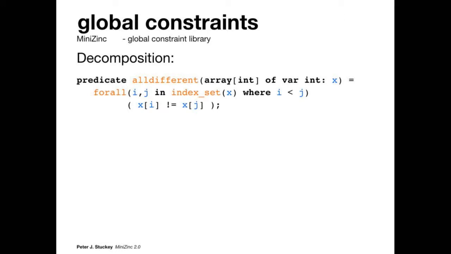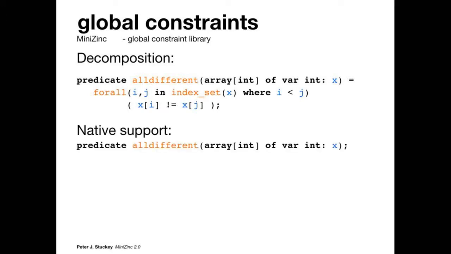Some solvers which only handle base constraints like this, that's the only thing they're going to do with an all-different constraint. I might have a solver that natively supports it. If it was a constraint programming solver, it would almost certainly natively support the all-different constraint, in which case the predicate declaration like this has no definition, and it will just go to the solver straight as it is.